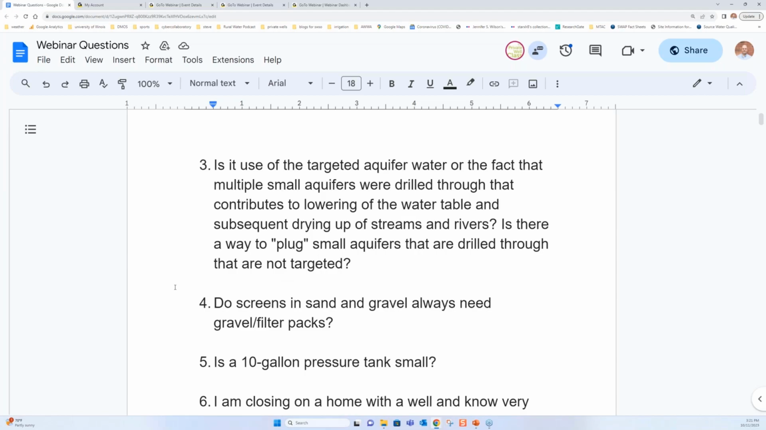Do screens in sand and gravel always need gravel filter packs? That's the best practice. The idea is you're trying to prevent sand from getting in your well. And so even if you have a fairly fine size screen, there's going to be fine sand in a natural sand and gravel aquifer. There just always is. It's not totally uniform like gravel pack is. And so you can use a gravel pack that's just large enough not to go through the screen. That's going to trap a lot of those more fine sands. And it's certainly the best idea.